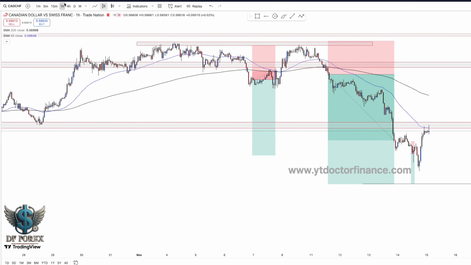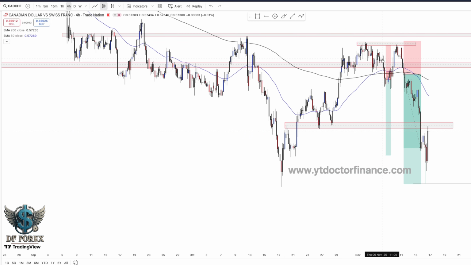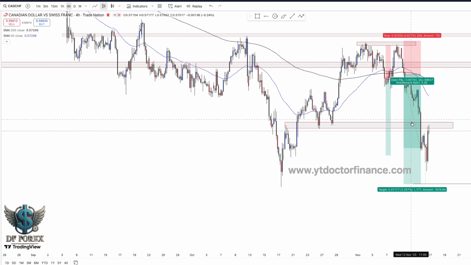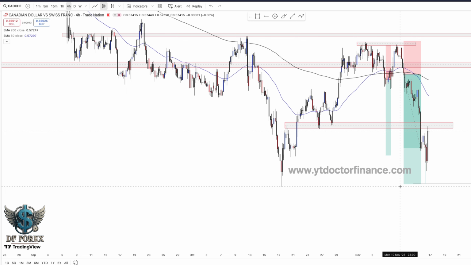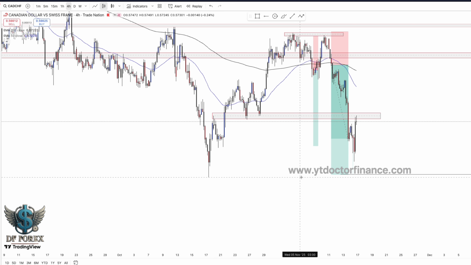So this is how I took the position. How I draw my levels, let me show you, as I told you, what was my entry point, what was my logic, and how I decided where to take profit. I initially aimed for this area, the lowest point of the chart.